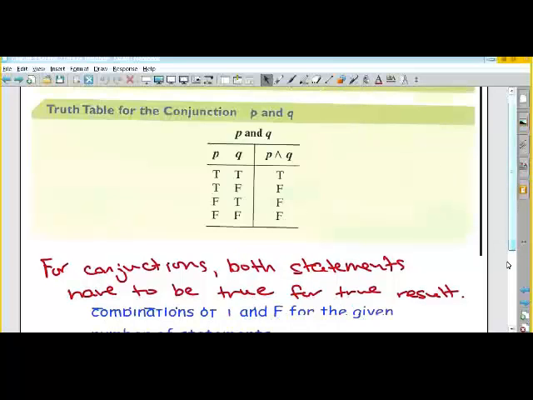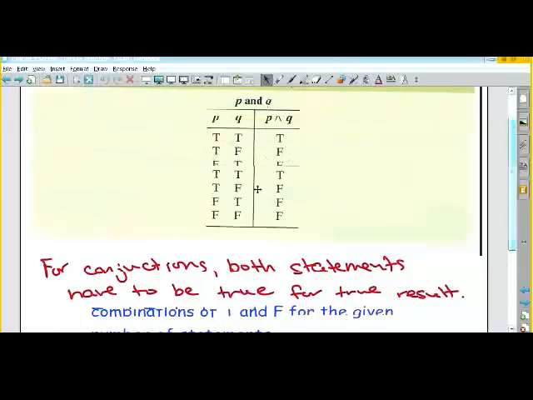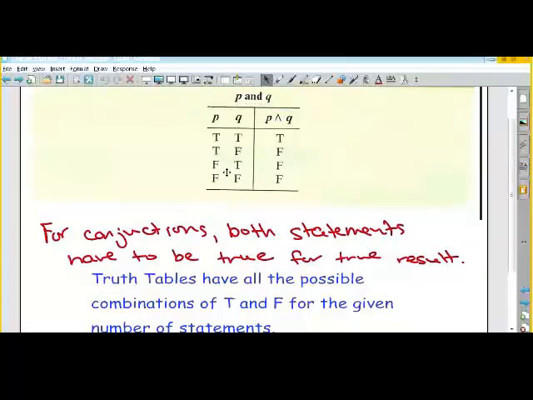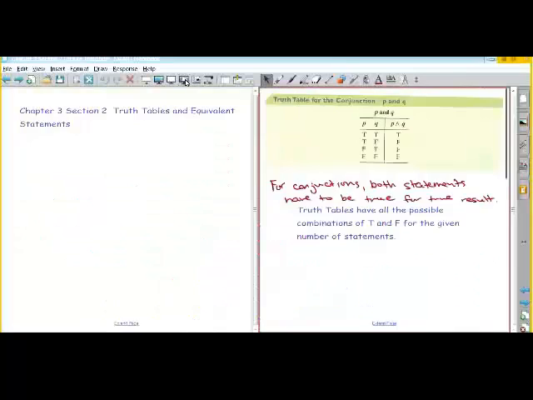And truth tables have all the possible combinations of true and false. That's what I'm talking about here. It's not just some random combinations. It's a very set list, and it's kind of like subsets if you think about it, the subsets that I could have. Maybe that's not a good example.